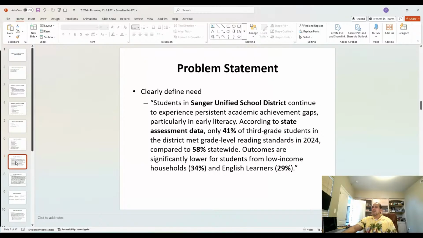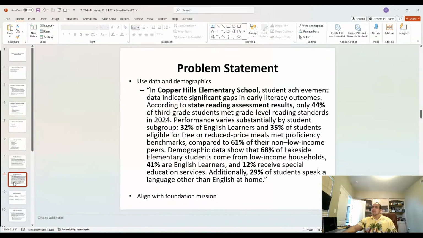Outcomes are significantly lower for students from low income households, which are 34% of the households, and English learners, which are 29% of the households. You see, they took a lot of shortcuts in the writing, and purposely, right? Because you probably only have a very specific character or word limit. Okay. Clearly shows need in a very brief type of way. Okay. The use of data and demographics.